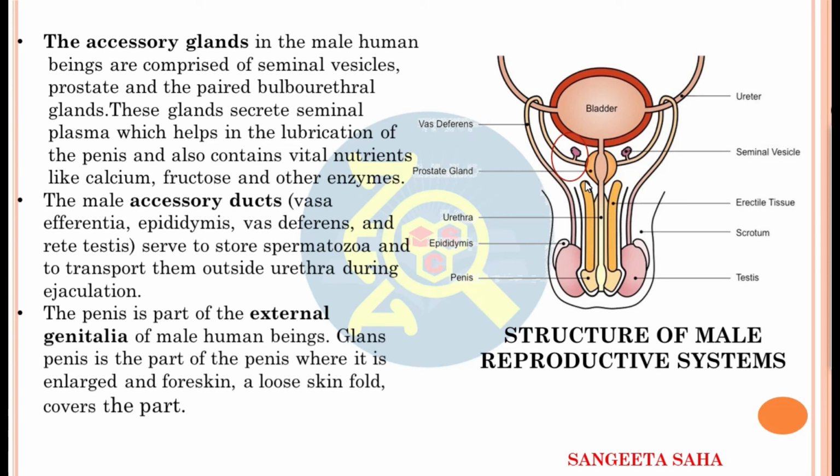Now, when the sperm gets deposited in the vagina, it has to reach up to the fallopian tube, isn't it? Because the fallopian tube is the fertilization site, the transportation from the vagina to the fallopian tube is facilitated by the seminal vesicles.